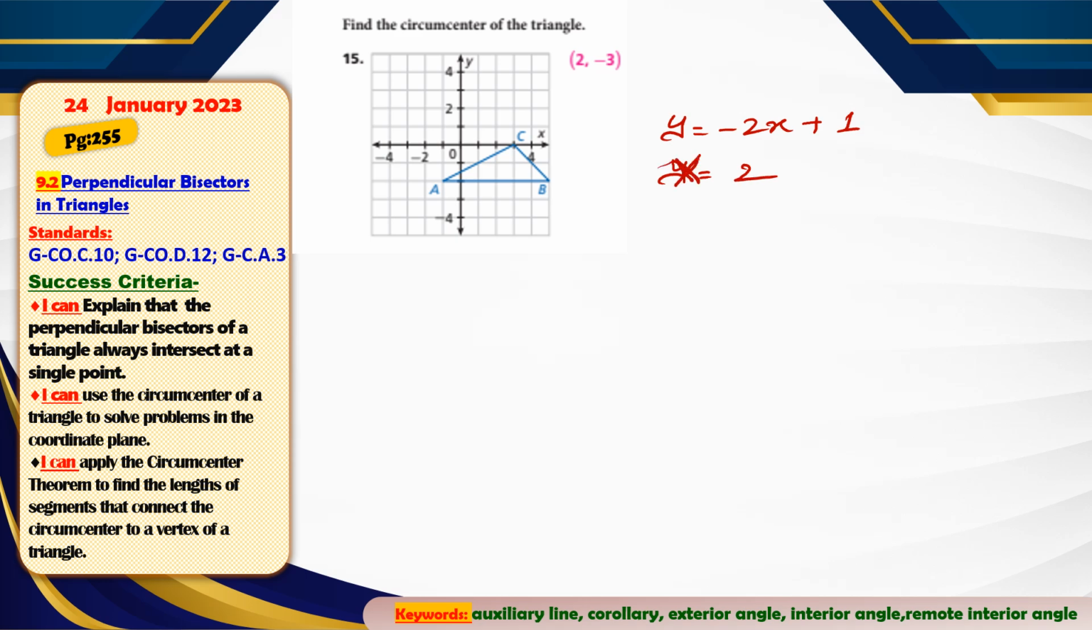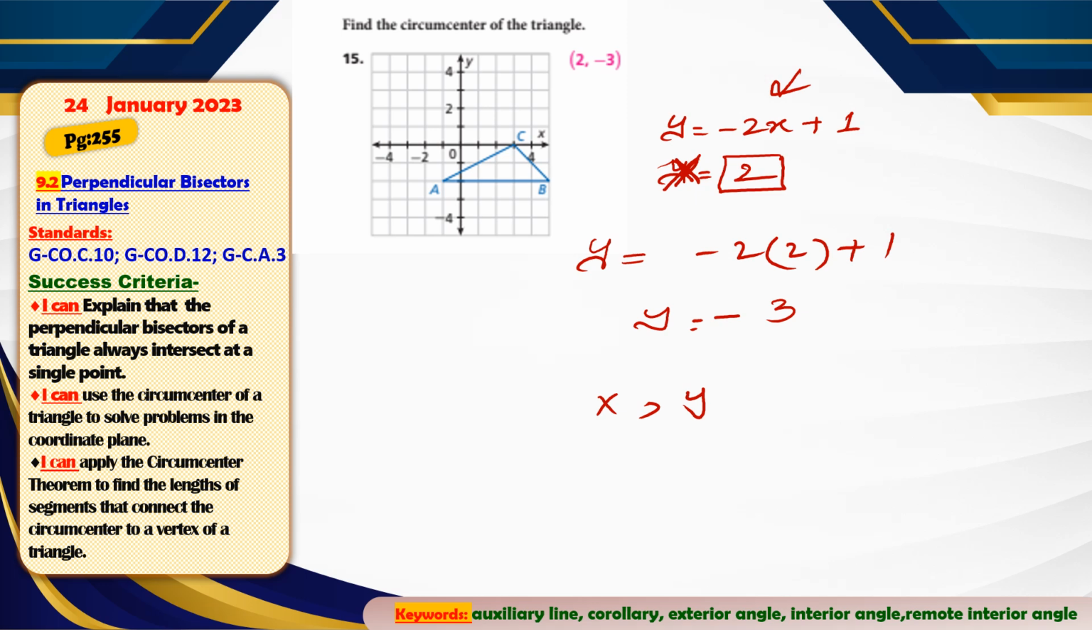Okay, so we'll put this value of 2 in the first equation to find the value of y. So -2 times 2 plus 1 gives us -3. So the circumcenter x is 2 and y is -3. So this is the circumcenter of the given triangle in the coordinate plane.